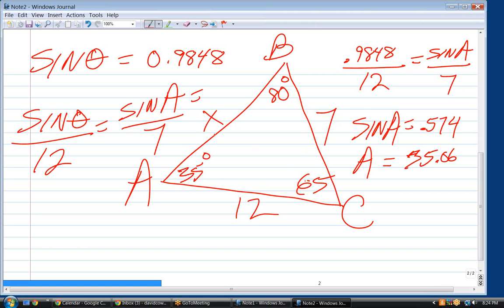We've got two sides, and I can figure out this third side easily by using the law of sines again. Right?